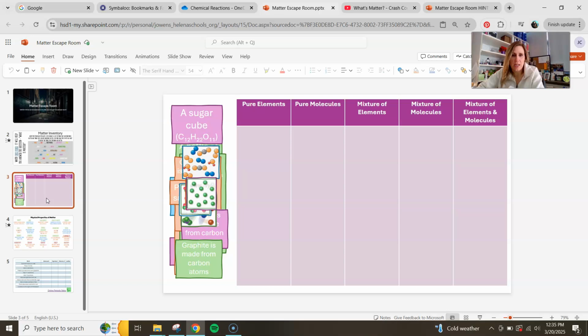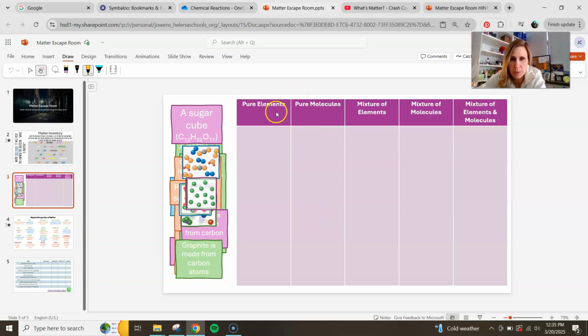This is your next clue, and you are going to sort these images into these 5 columns: pure elements, pure molecules, mixture of elements, mixture of molecules, and mixture of elements and molecules. I'm going to talk about what those are in a second. Once you have sorted those, you are going to cross out the column that has the least number of pictures. That is going to be your 4-digit code.